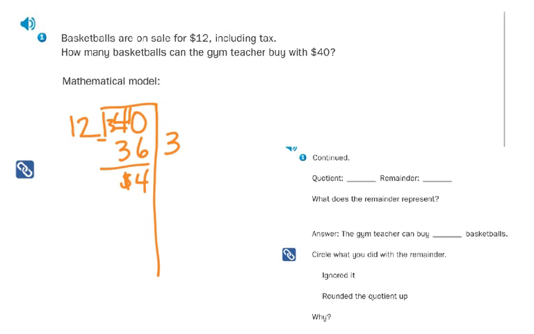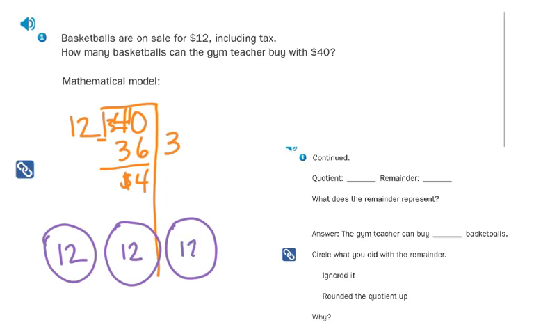Here's another way. Go ahead and do this. One basketball is $12. Another one is $12, which is 24. 3 of them would be 36. And how much money is left over? The gym teacher has $4. Can he or she buy another basketball or a fraction of a basketball? Or will Target sell it for just $4? No, absolutely not. The quotient, the answer, is 3 basketballs with the remainder of 4.